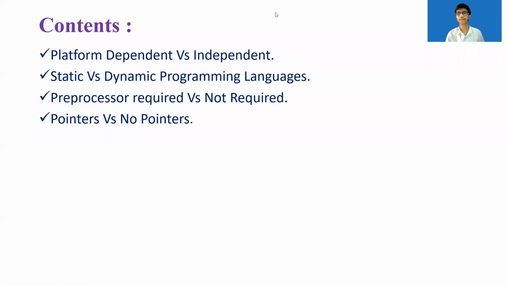See the first difference. We are going to see how a language is said to be platform dependent and platform independent, and when a language is said to be a static or a dynamic programming language, and whether a language requires the preprocessor or not. We are going to check it out, and we are going to know the importance of pointers and whether Java supports pointers or not. Now let's see each of them in detail.